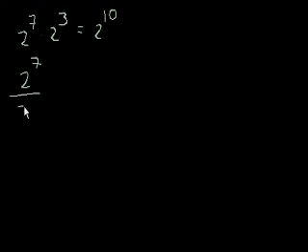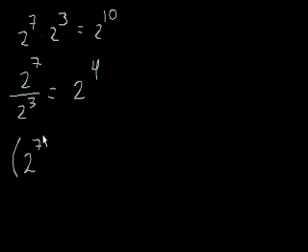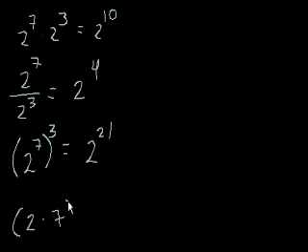If I have 2 to the 7th times 2 to the 3rd, well, then I can add the exponents. 2 to the 10th. If I have 2 to the 7 over 2 to the 3rd, well, here I subtract the exponents, and I get 2 to the 4th. If I have 2 to the 7th to the 3rd power, well, here I multiply the exponents. That gives you 2 to the 21. And if I had 2 times 7 to the 3rd power, well, that equals 2 to the 3rd times 7 to the 3rd.